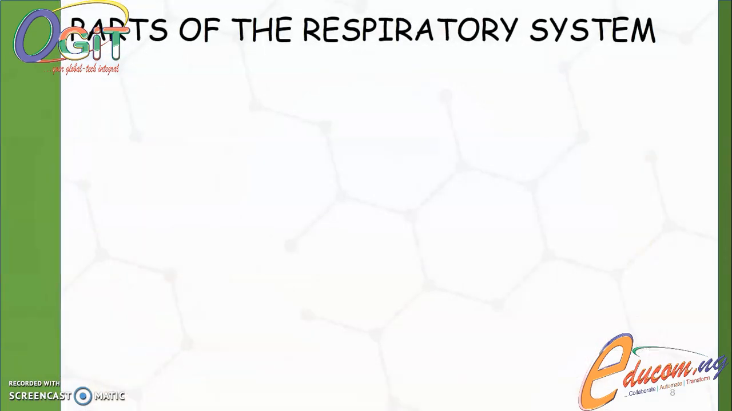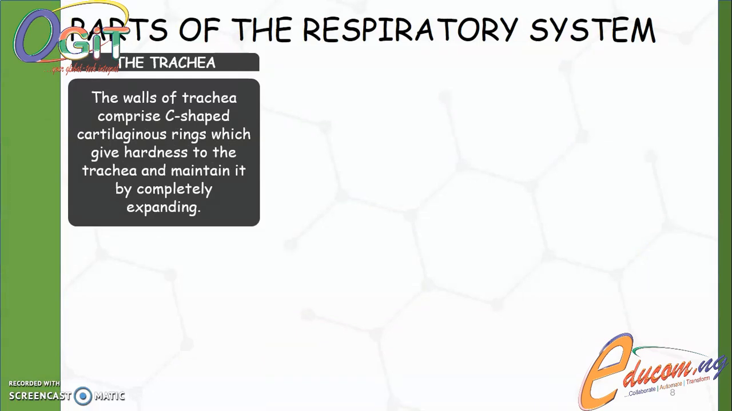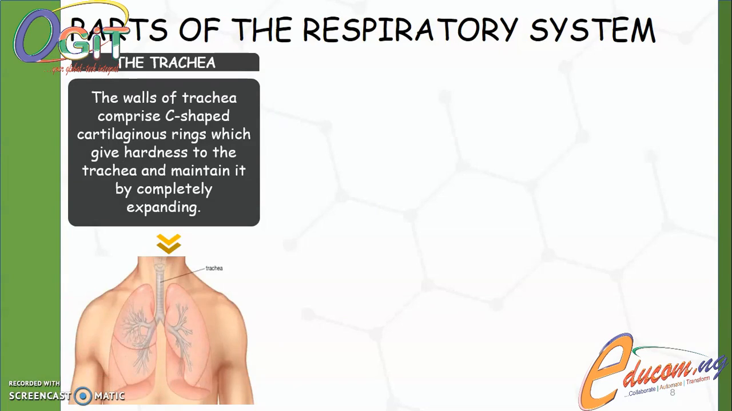Now, the fourth part of the respiratory system I'll be talking about is the trachea. The walls of the trachea comprise a C-shaped cartilaginous ring, which gives hardness to the trachea and maintains it by completely expanding.